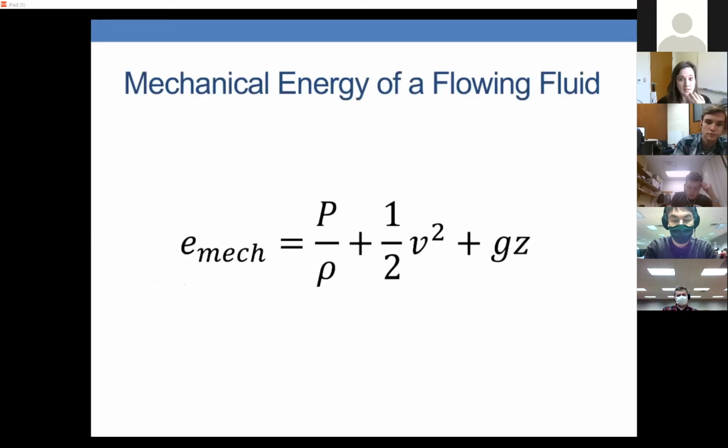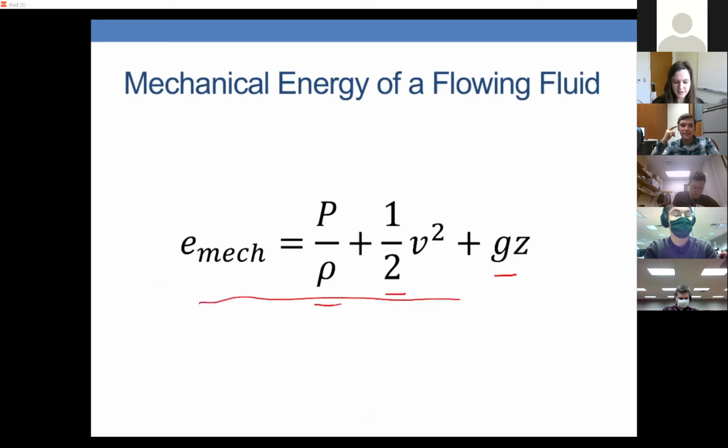And so let's take a flowing fluid here, and we're trying to express its mechanical energy. We take a combination of the kinetic energy, the potential energy, and the energy stored in the pressure. And this will give us an expression for the mechanical energy of the fluid at any point.